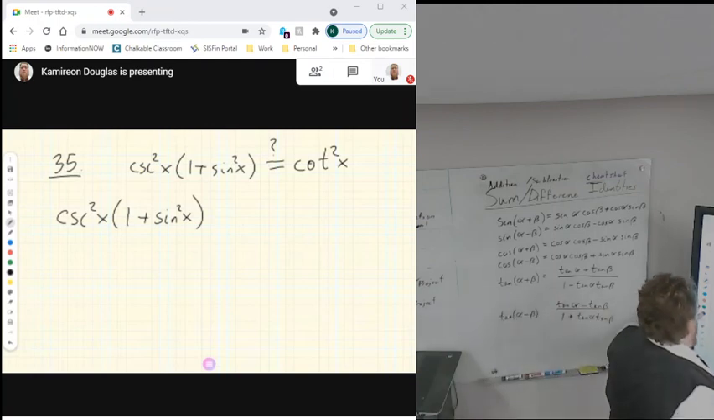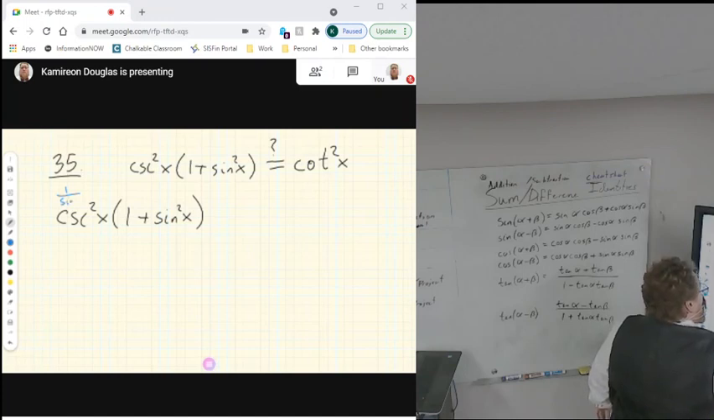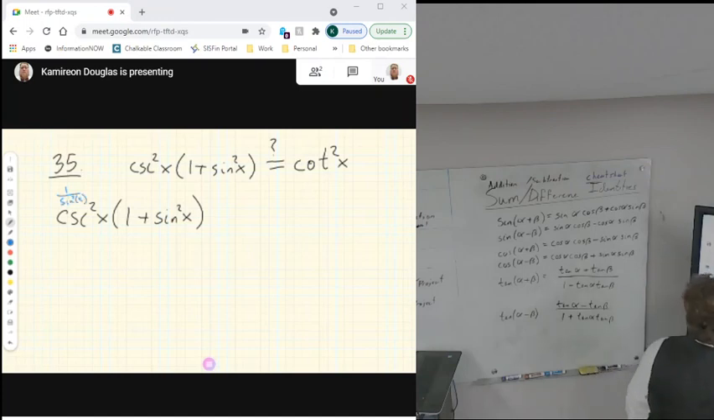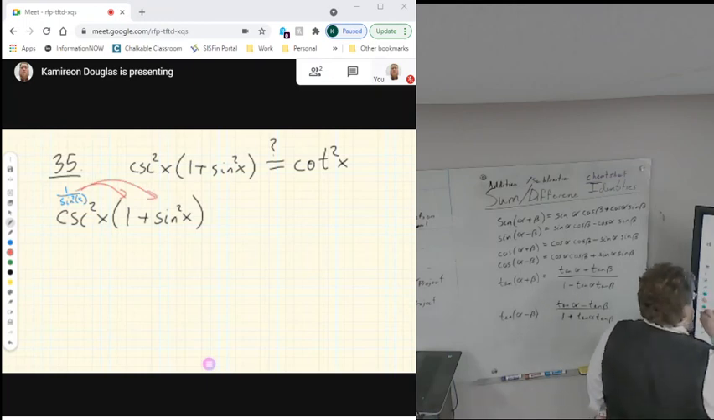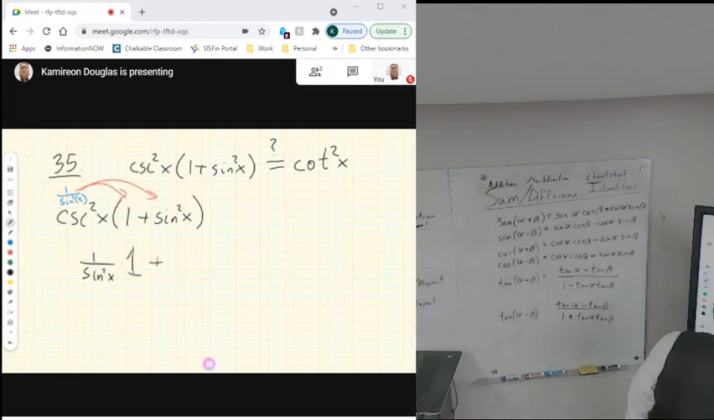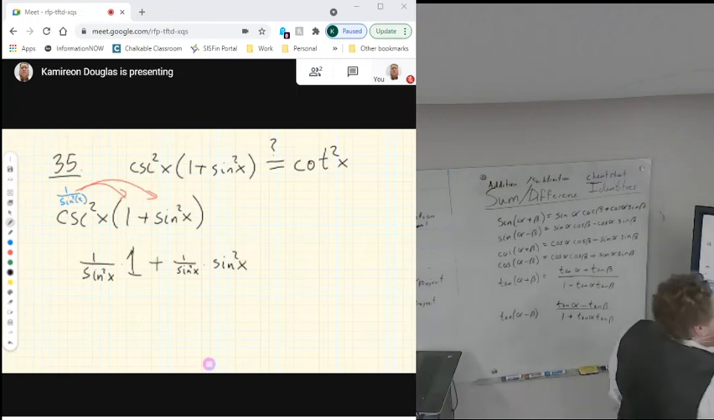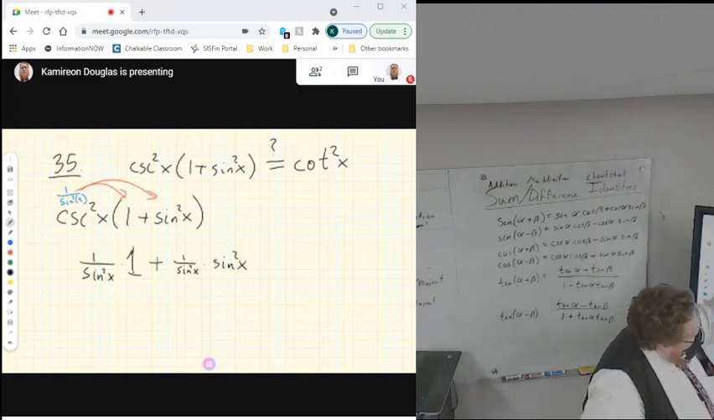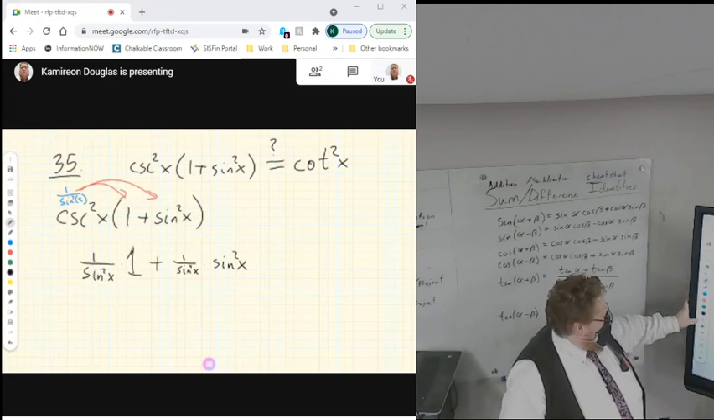So this becomes 1 over sine squared. And then I'm going to take that and distribute it to both terms. So this becomes, and I'm going to write out my full step, 1 over sine squared times 1 plus 1 over sine squared times sine squared. So I distributed the 1 over sine squared to each term, times the 1 and times the sine squared. What happens now?